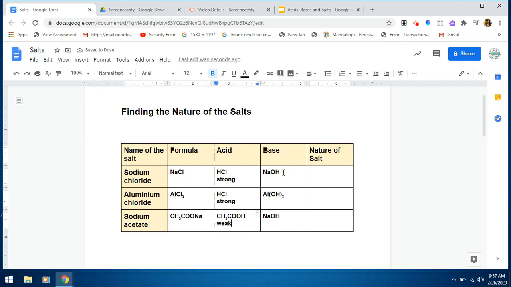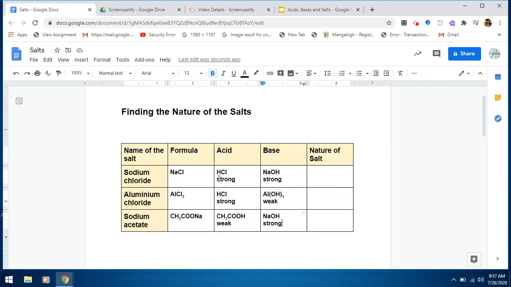Now, let me see the nature of these bases. Sodium hydroxide is a strong base. Aluminium hydroxide is a weak base. And again here, sodium hydroxide is a strong base. Now I will come to know the nature of the salt.